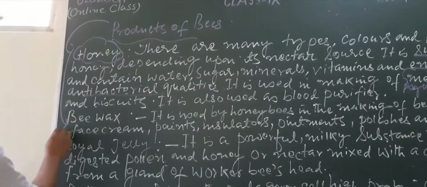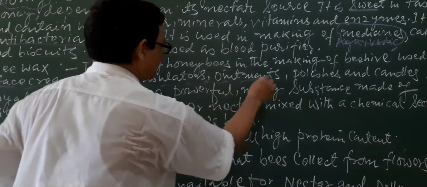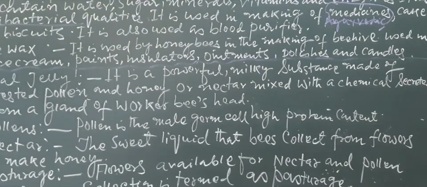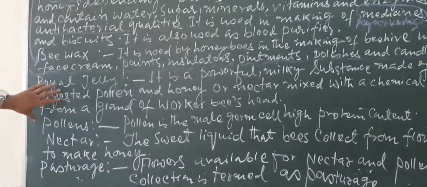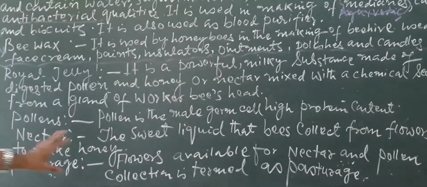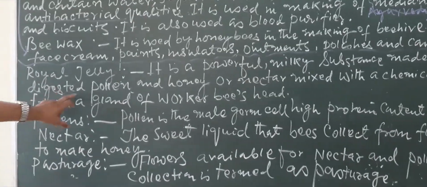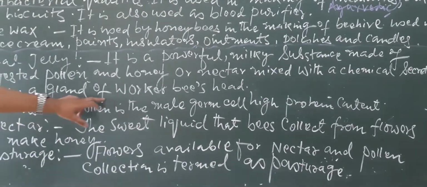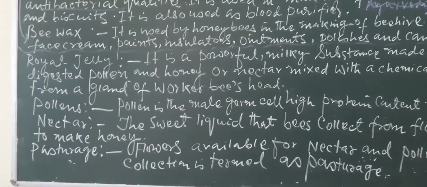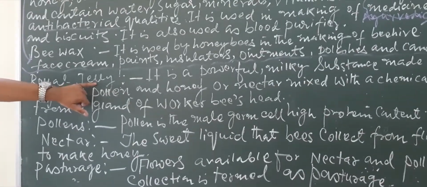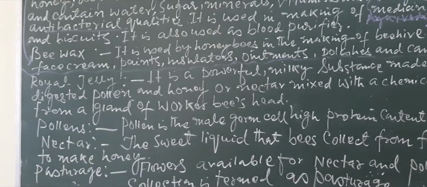Now after this, there are other things, chemical substances, which you have seen, whether they are food materials for the queen, the drone or the workers. Here there is a short description, like the royal jelly. It is a powerful milky substance made of digested pollen and honey or nectar mixed with a chemical secreted from a gland in the worker bee's head, that is known as royal jelly. It is the food supplement for the queen. You have seen it in the description.